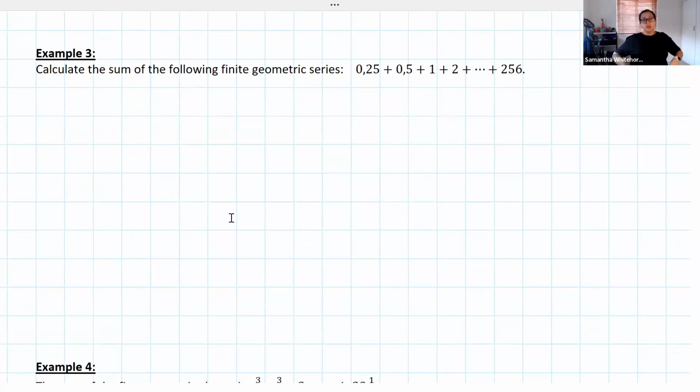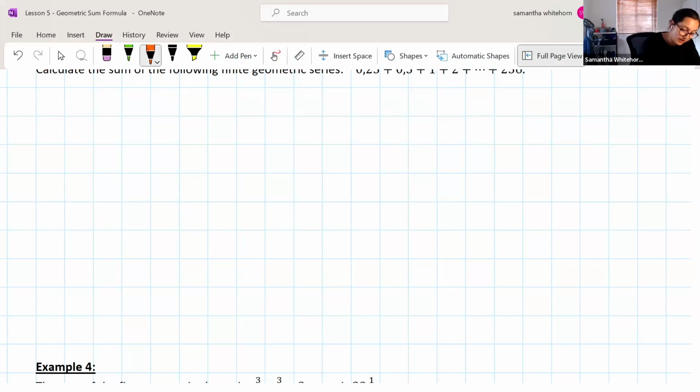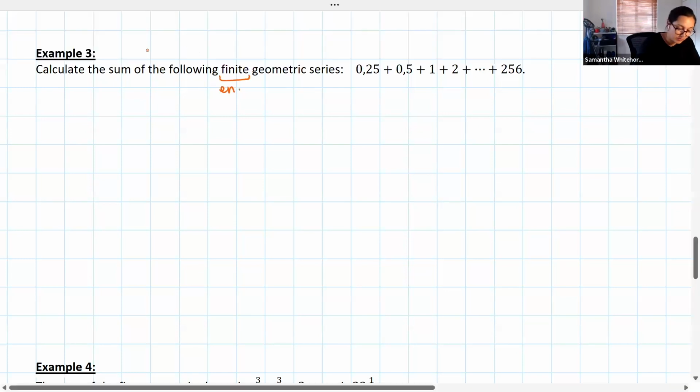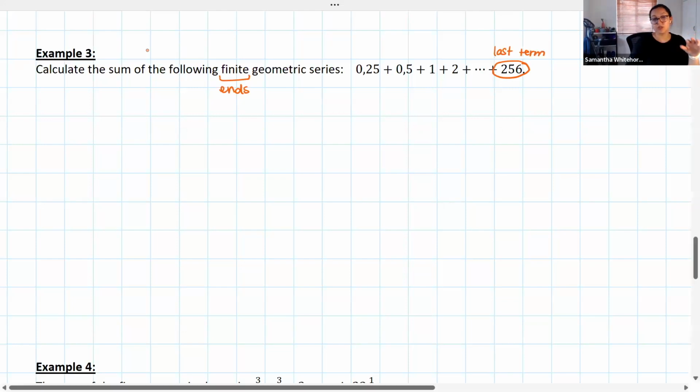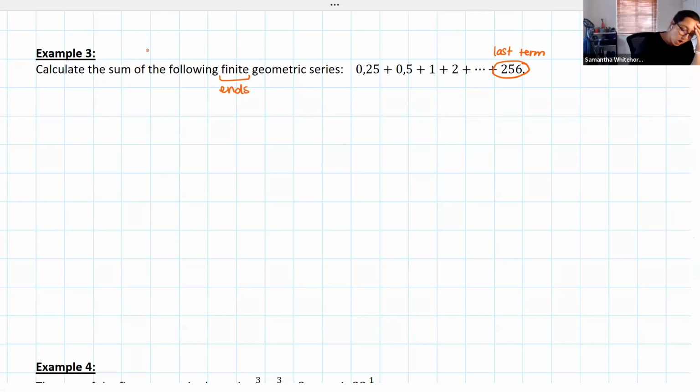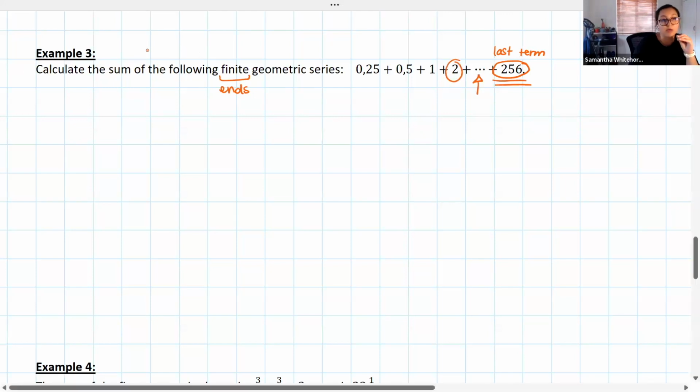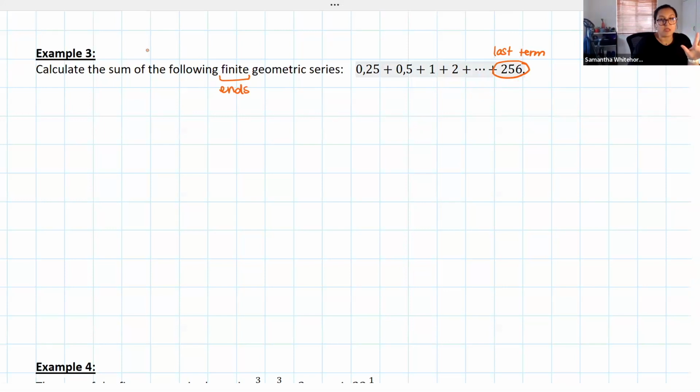Alrighty, guys, so this is now back to what I said at the start of the lesson. Read your question carefully. Firstly, it says it is a finite geometric series. And we spoke about this when we did arithmetic. It ends, okay? It ends at 256. This is my last term that I'm going to add. We have no idea how many terms are in between 2 and 256 that we need to add. So that's a bit of a problem, but let's deal with that as we need to.